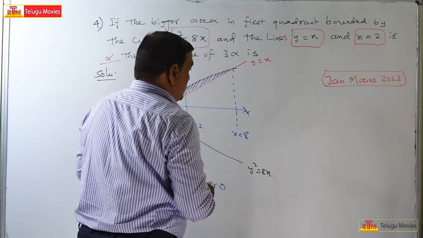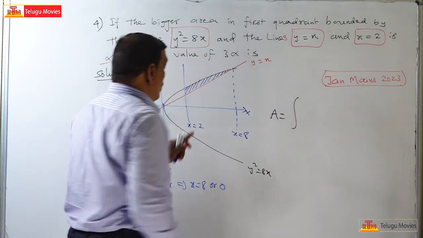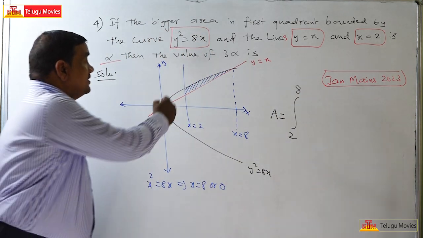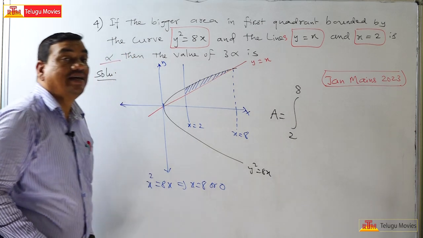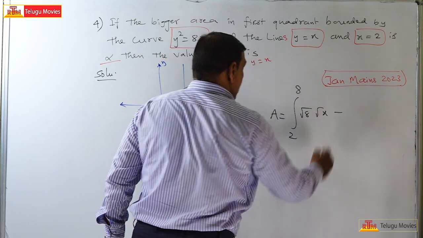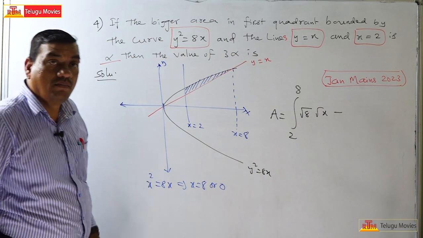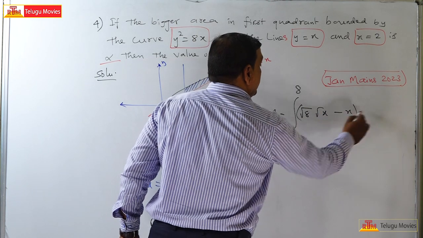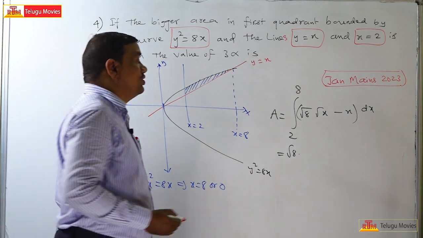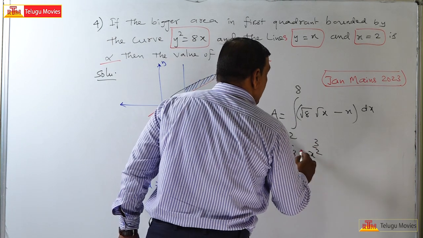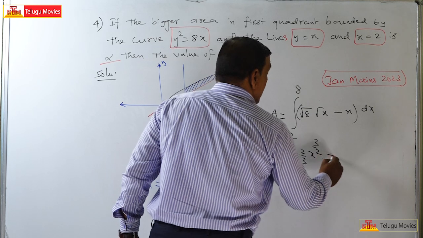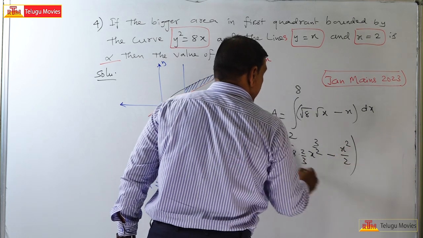Understand? So now you have to find out the area. What is the lower bound? 2. What is the upper bound? 8. What is the upper curve? y square is equal to 8x. Therefore, y is equal to root 8 into root x, minus the lower curve x, dx. So take root 8 common outside. The integral of root x is x to the power of 3 by 2 divided by 3 by 2, minus x square by 2.